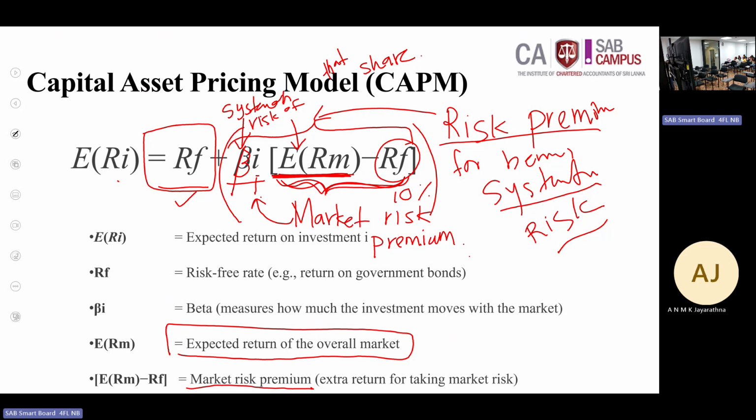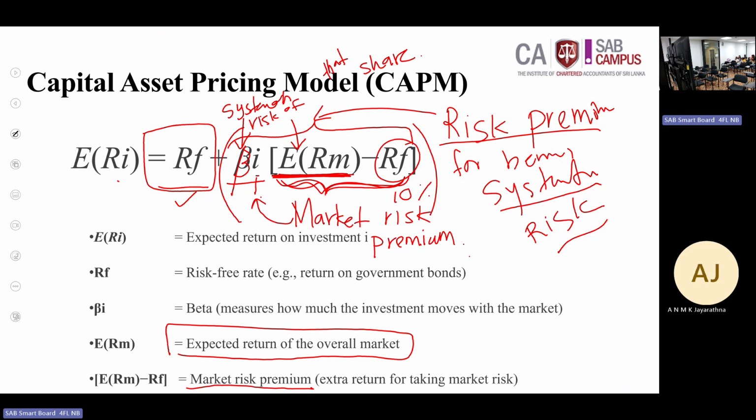We call this entire section the risk premium for bearing systematic risk. So this is how the CAPM model decides the expected return of the I share. Expected return of the I share. You have to very clearly understand.